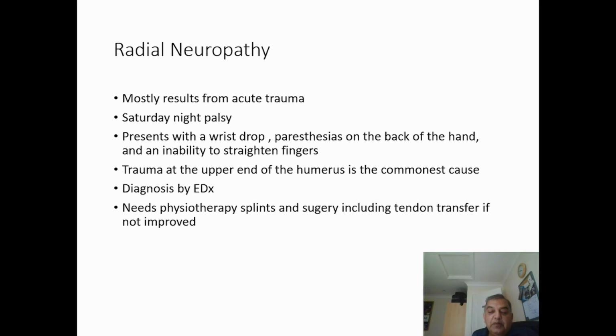Patients will present with a wrist drop, paresthesia in the back of the hand, usually a little U-shaped region between the thumb and the index finger on the dorsal aspect of the hand, which is the cutaneous supply of the radial nerve. Diagnosis is confirmed by electrodiagnostic studies. Treatment is usually physiotherapy and splints. Sometimes, if the symptoms are pretty bad and the wrist drop is not improving, you can try a tendon transplant procedure if the patient is not improved.